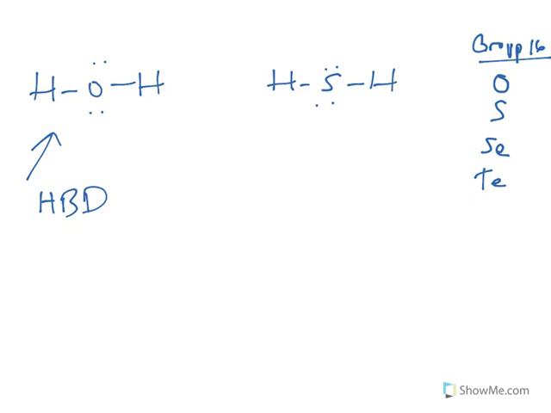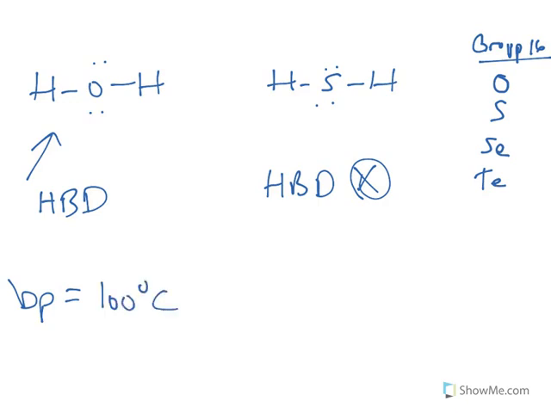It's a hydrogen bond donor. This guy cannot be a hydrogen bond donor. So the fact that water can hydrogen bond donate, it should have a higher boiling point. And let's see if we can quantify that. Of course, we know water to be 100 degrees C. Get a load of this: minus 60. So we're talking a 140 degree difference in boiling point.